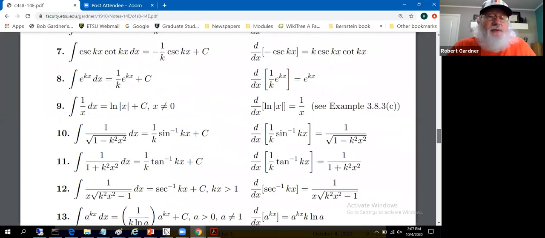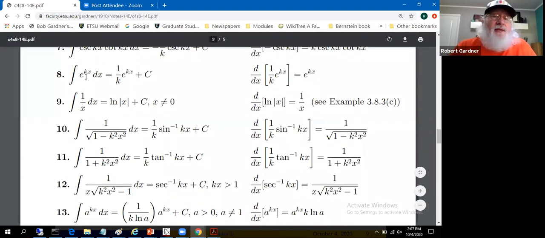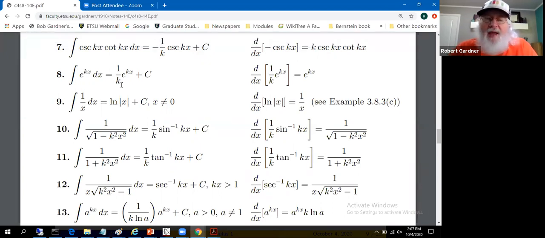Formula 8 says when we integrate e to the kx, we get 1 over k, e to the kx. Just as the chain rule would force you to multiply by k in differentiating, we divide by k because we're anti-differentiating. So it's related to the chain rule backwards.